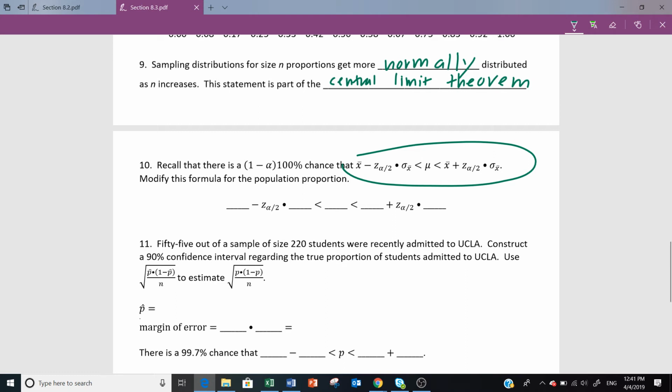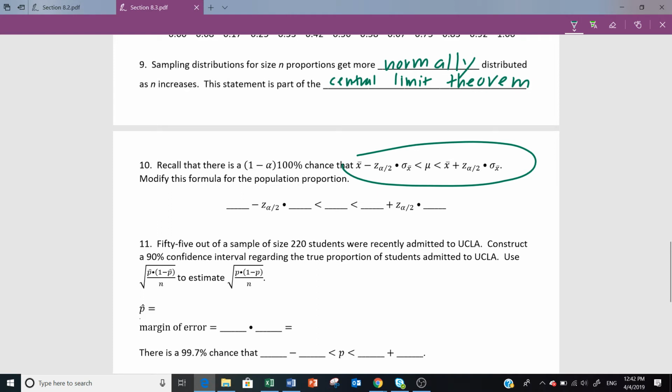Well, let me give you some symbols to start putting in here. I should have given you some symbols. Here's some symbols that we've learned. We learned what p hat was. We learned what p is. We learned what the mean of p hat is, and standard deviation. So, sorry, p and p hat. Those are different. These are the symbols that you're going to want to use.